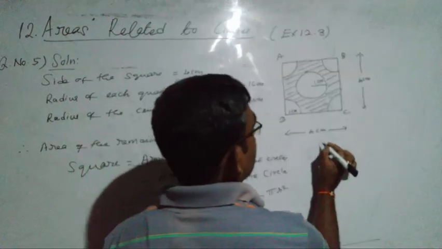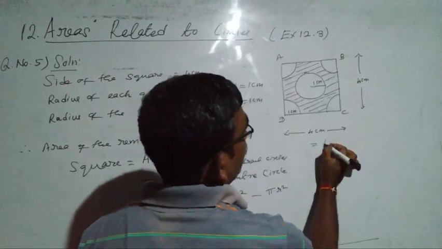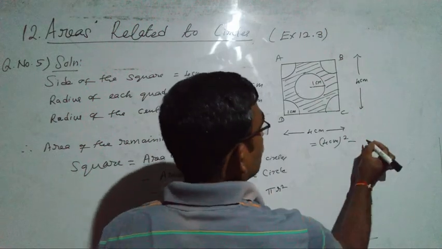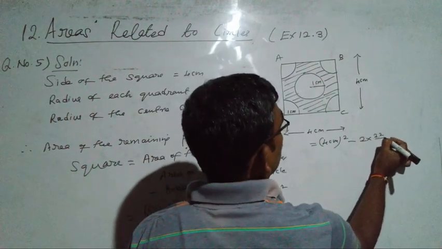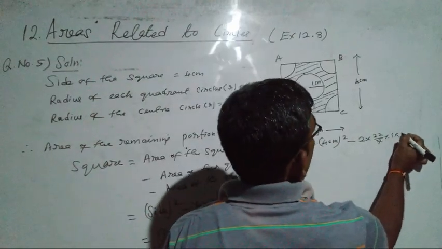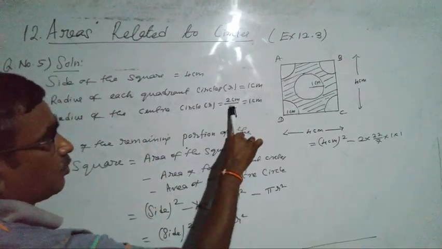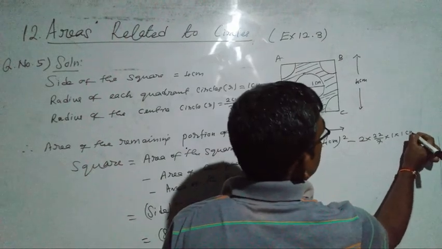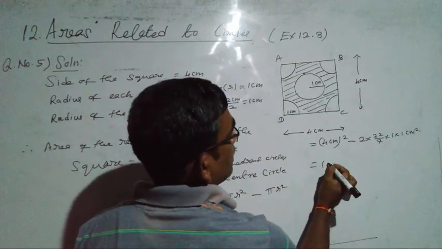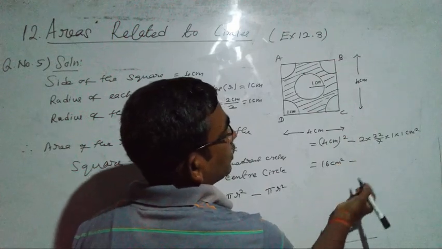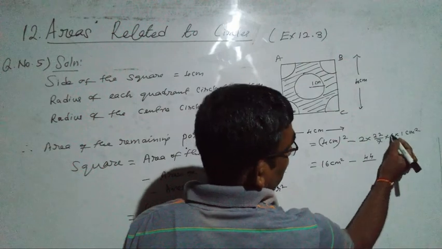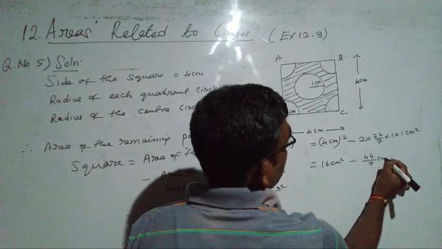Now the side we know is equal to 4 centimeter, the whole square, minus 2 into pi value 22 by 7. I think it's not given. Radius becomes 1 into 1, because radius r is equal to 1, centimeter square. 4 square we know, 4 fours are 16 centimeter square. So 22 twos are 44 into 1, 44 by 7 centimeter square.